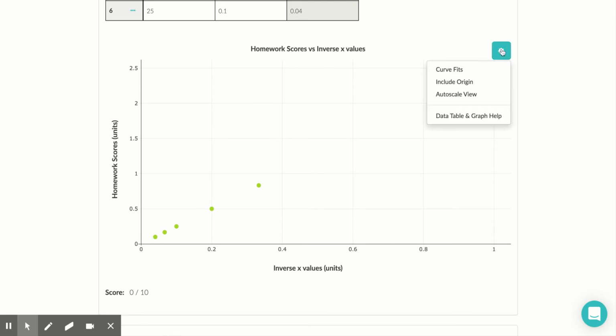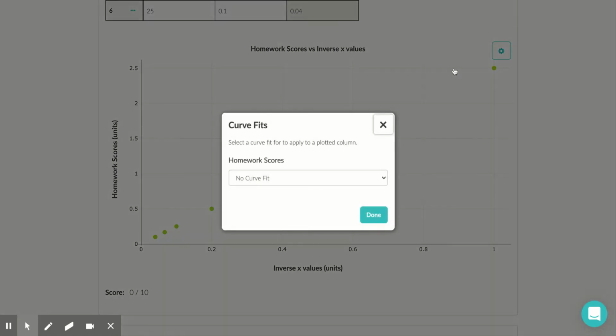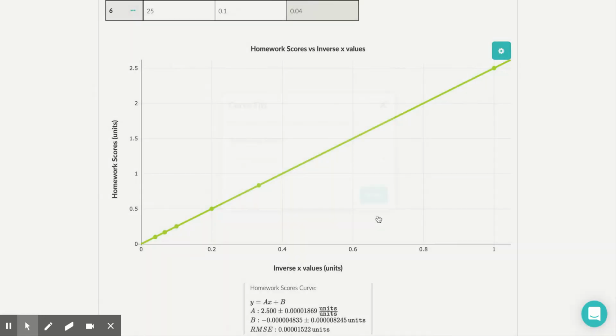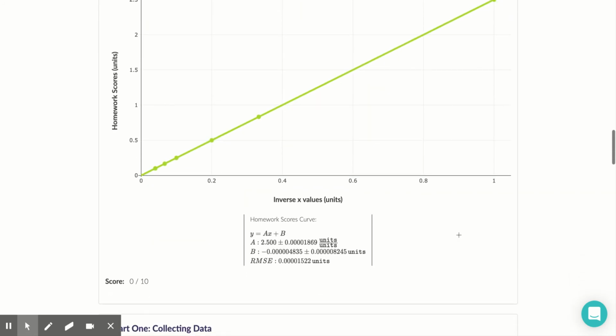This looks awesome though, so I'm going to verify that by putting a linear fit on. So I'm going to curve fits and then linear. That verifies now that this is a linear fit, and it also tells me the slope. So notice here, my slope is 2.5 in that slope-intercept formula. So now I know the relationship.